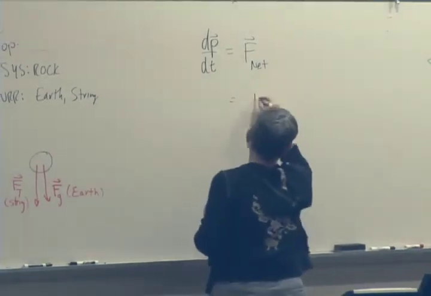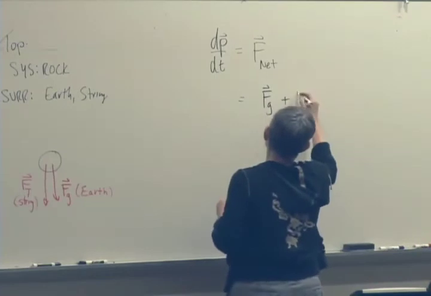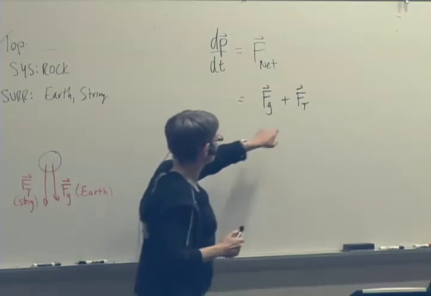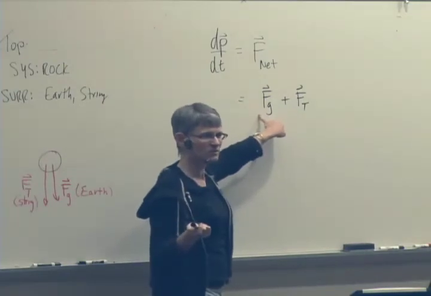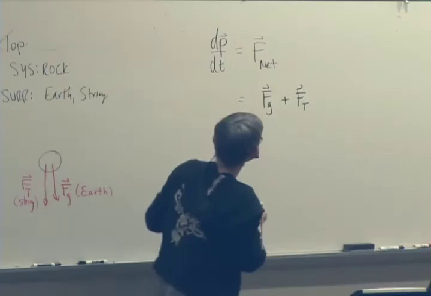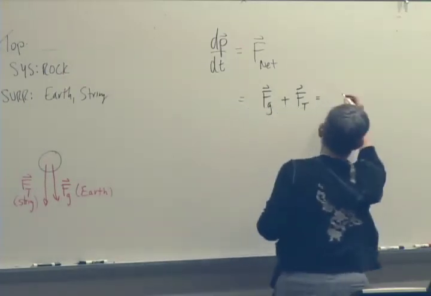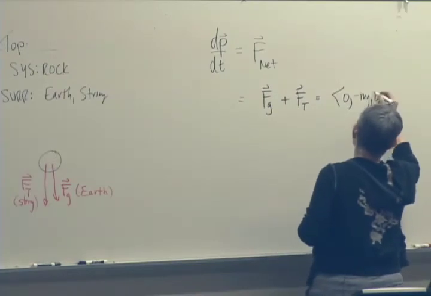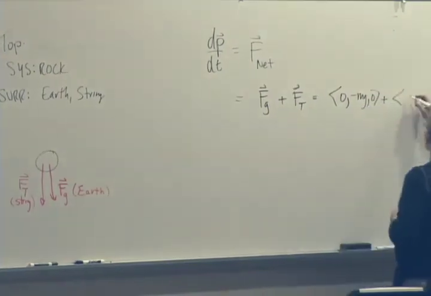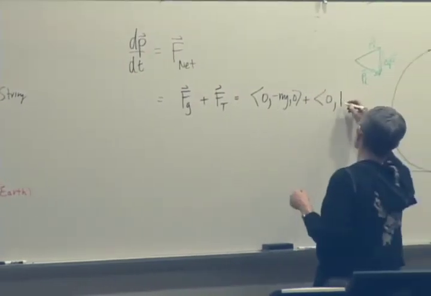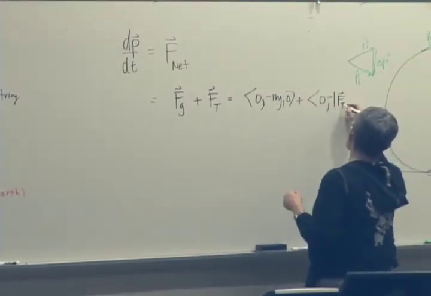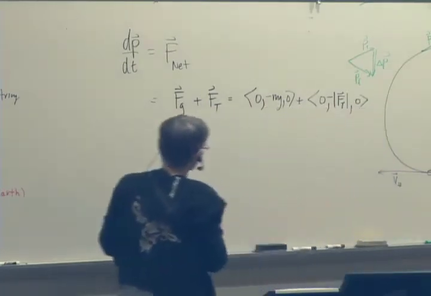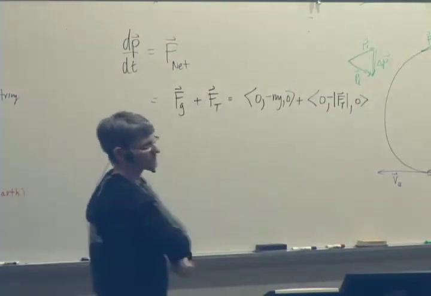So this side says that's the gravitational force plus the tension force. And that's going to be good because we can calculate the gravitational force, right? So that's going to be 0, minus mg, 0, plus 0. I just want to show that I know it's negative, so I'm going to write it as a minus the absolute value of it. That's all I'm doing here, just showing that I know it's down. What do I do about dp/dt, though?